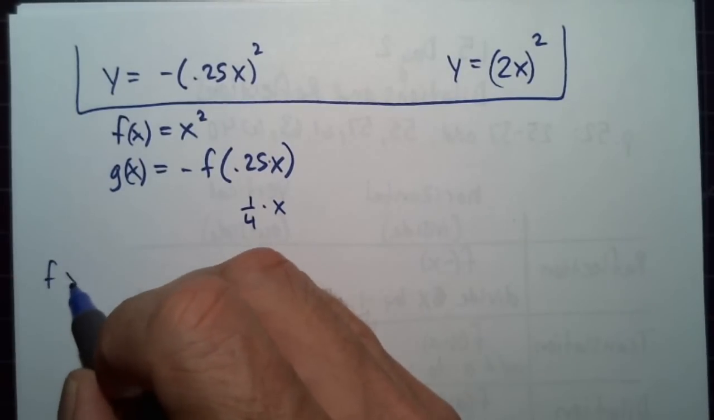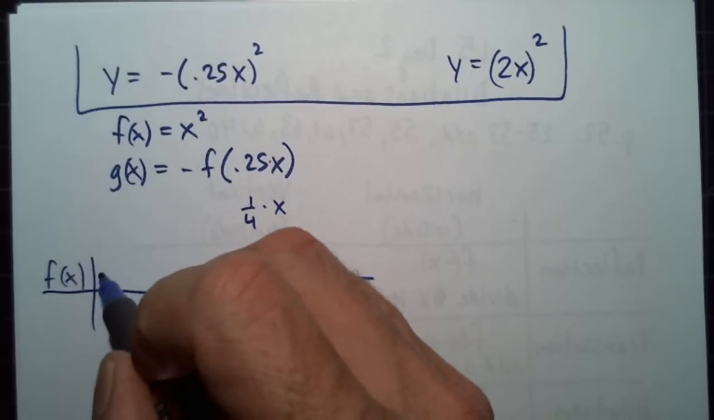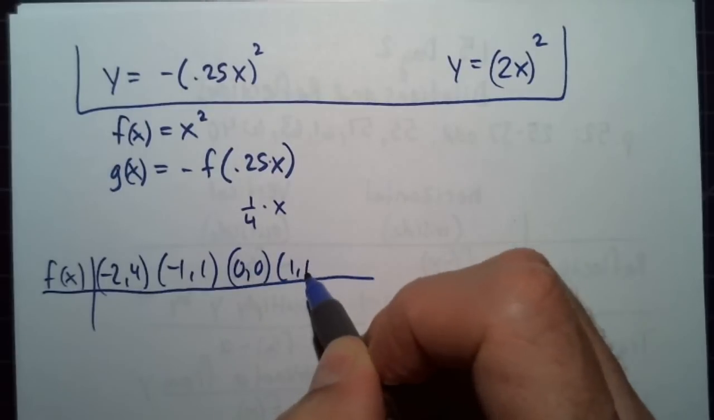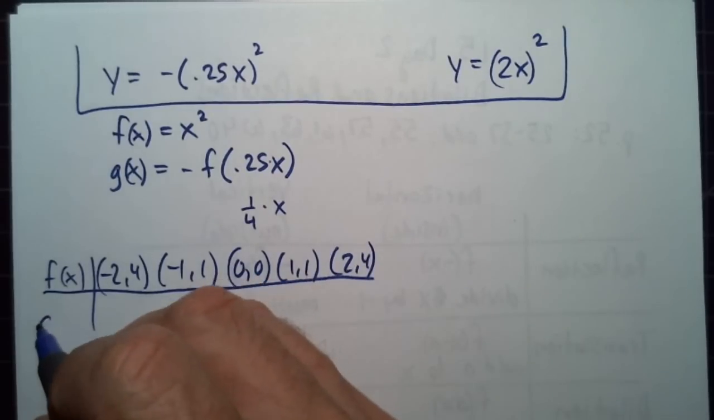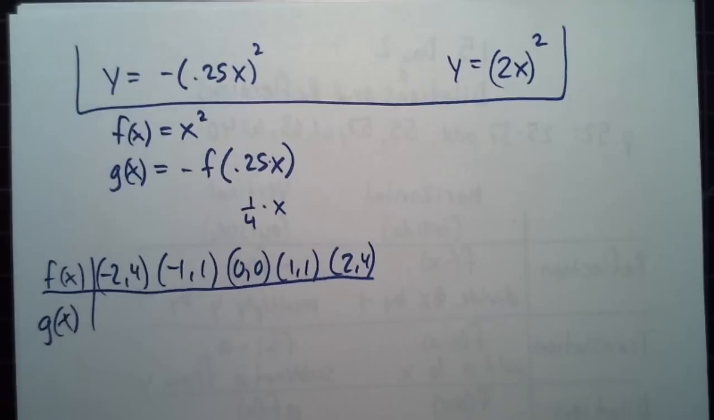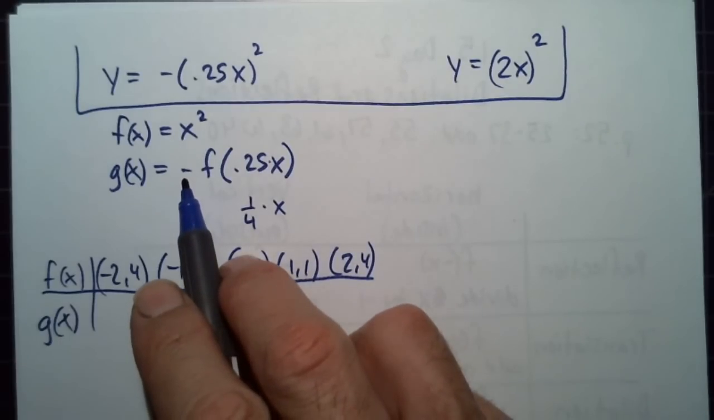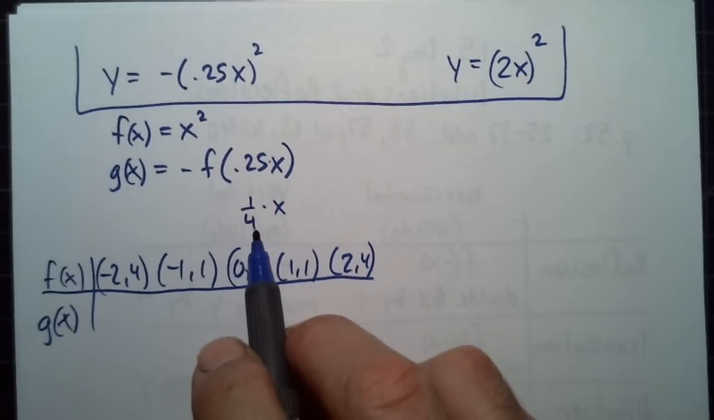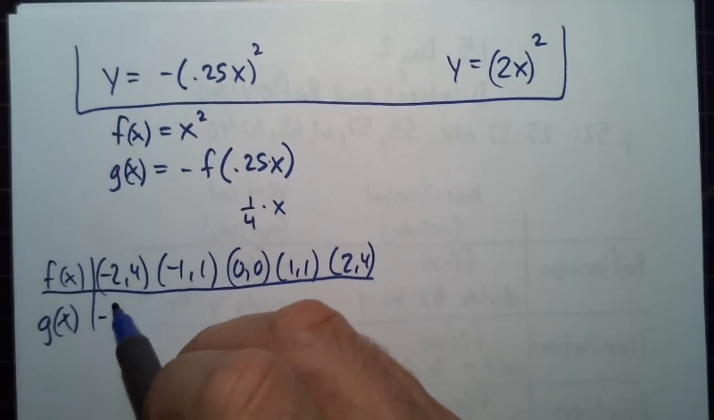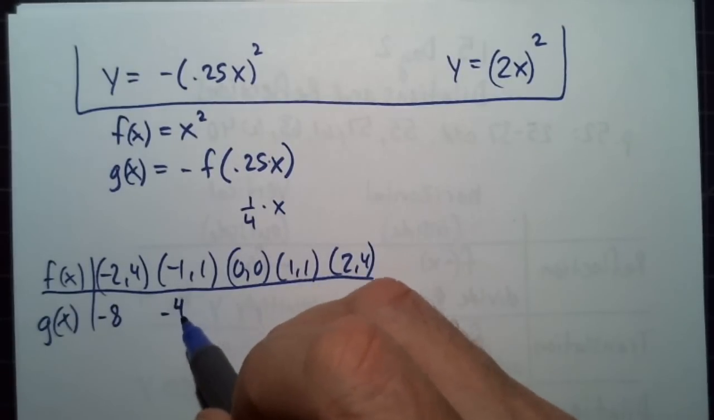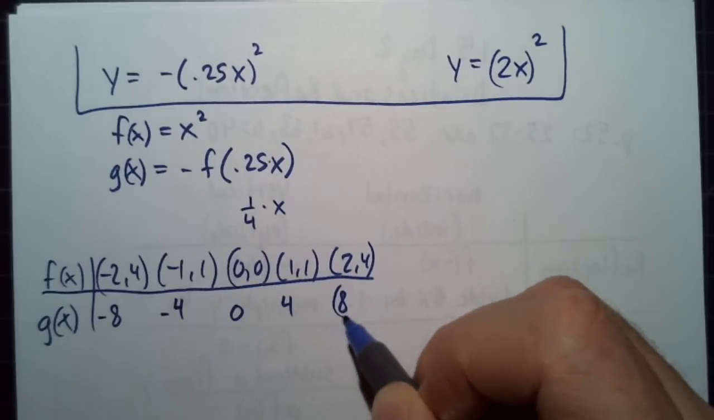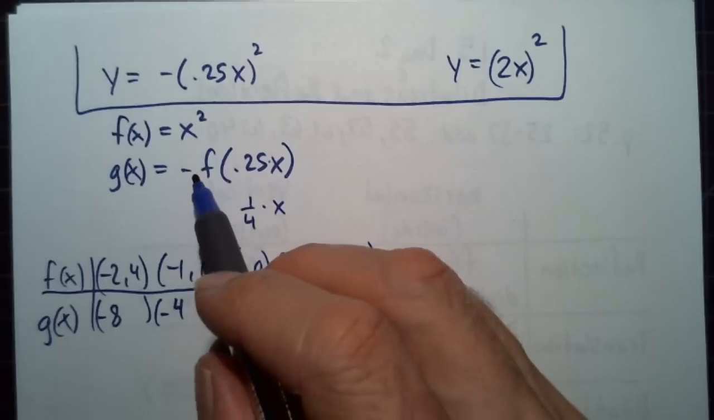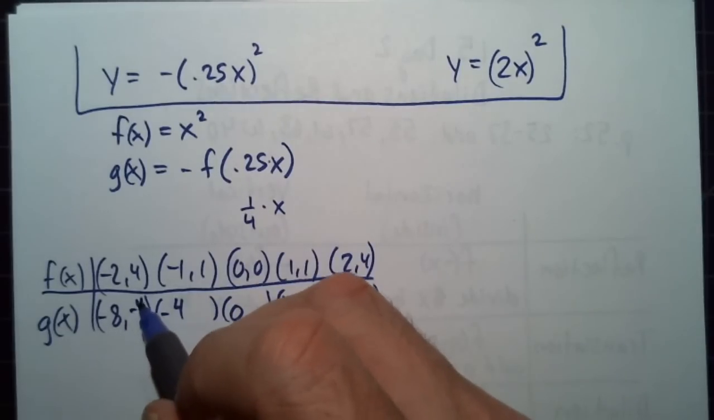So if I have f of x for the parent function, and g of x, we're changing the y value with this and the x value with that, so we can do it all in one row. Let's go ahead and multiply the x values by 4. And then we want to multiply the y values by -1.